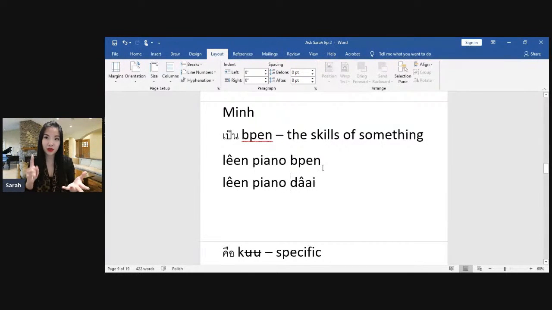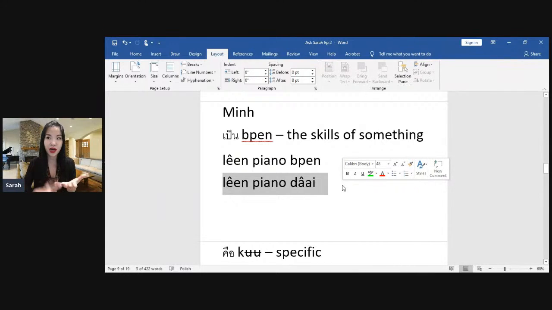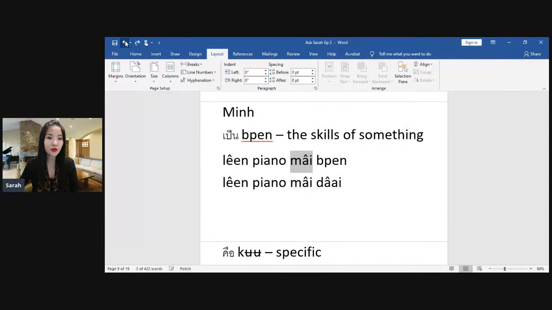It can mean either I have the permission to play or I'm able to play, as in I have the skills to do it. But when you use เป็น, it's more like you have the skills to do it. If you say เล่นเปียโนได้, it could mean you have the permission to play the piano, or you can actually play the piano too, right? But if you add the word ไม่ here, it will be different.